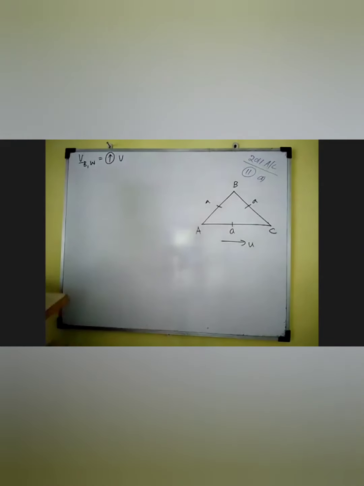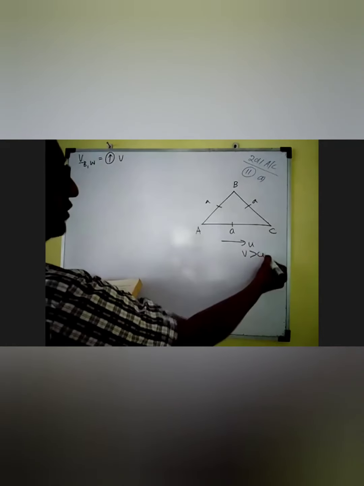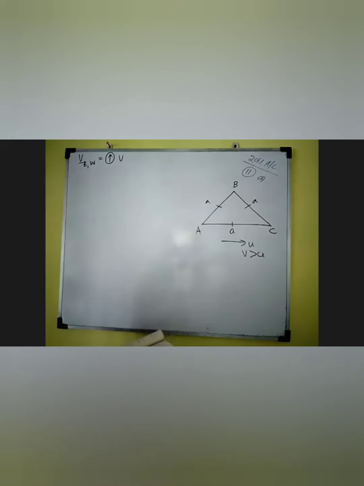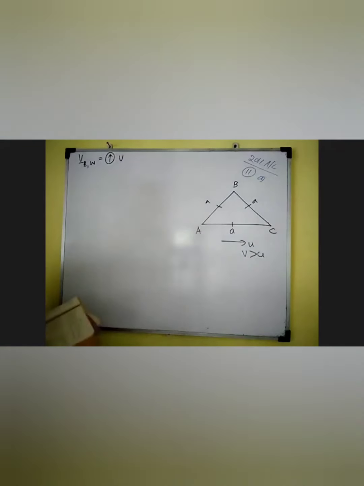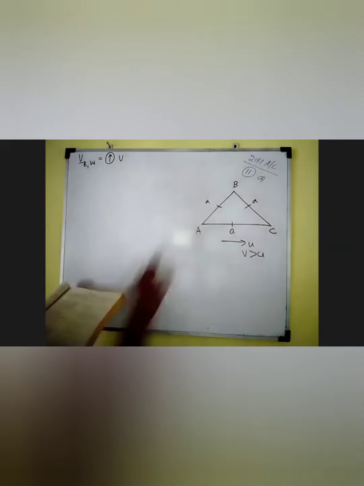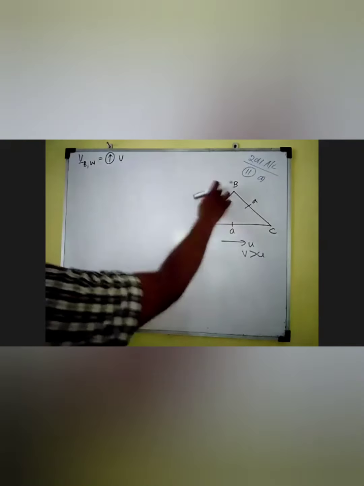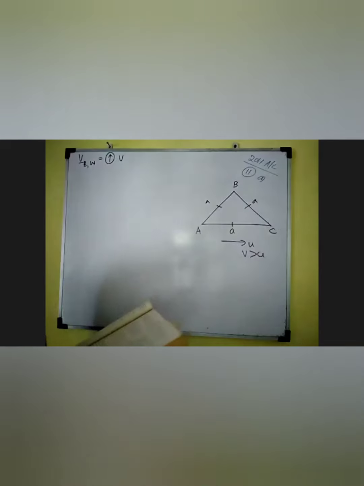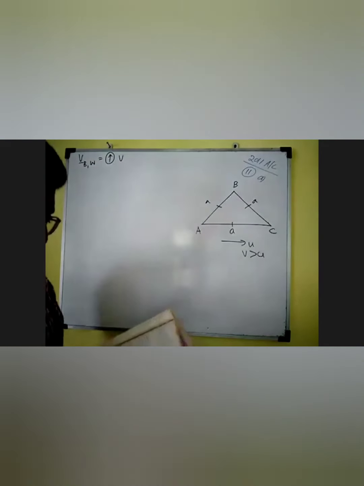Velocity v. That v is given as v greater than u. Very important: v greater than u. The bird flies from A to B, along A to B, and then from B to C. So that is the path, A to B, B to C.